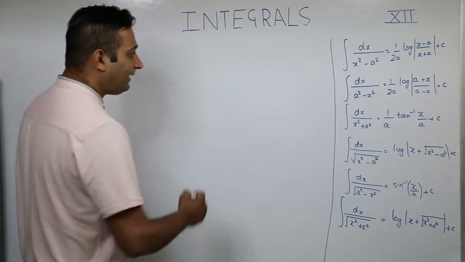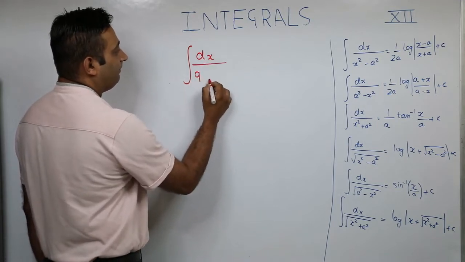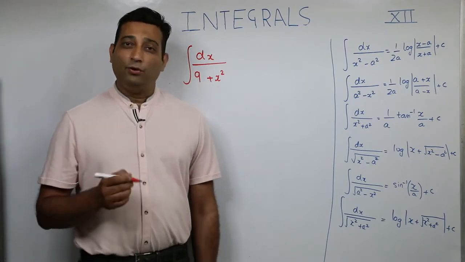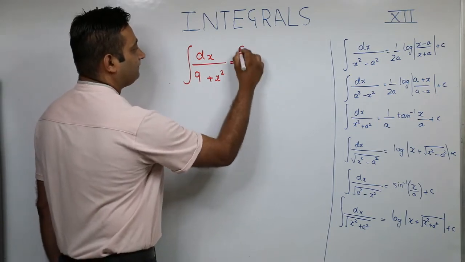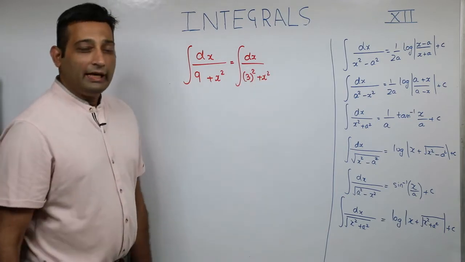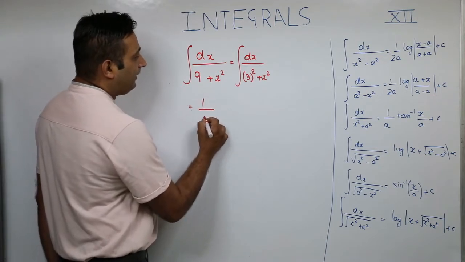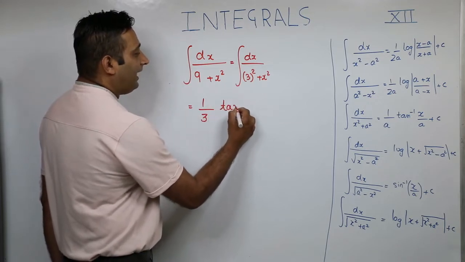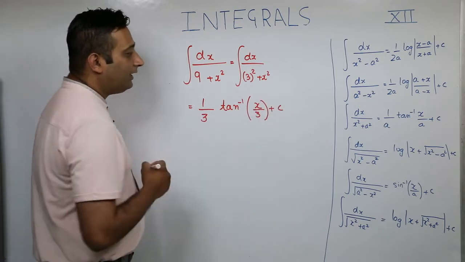Now let us take some more examples. We have dx upon 9 plus x square. This is the standard form dx upon a square plus x square, which can be written as dx upon 3 square plus x square. Comparing with the standard form, a can be easily seen as 3. So the answer would be 1 by a, that is 1 by 3, because a is 3, 1 by a tan inverse x by a plus c. So this would be the required answer.